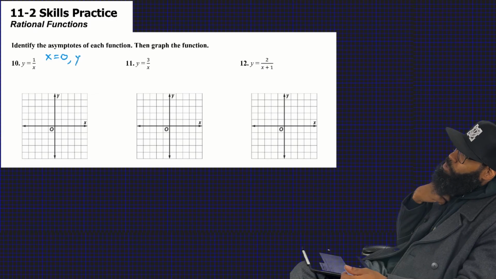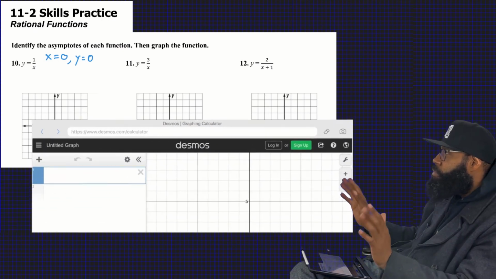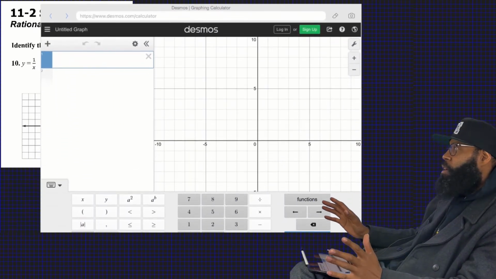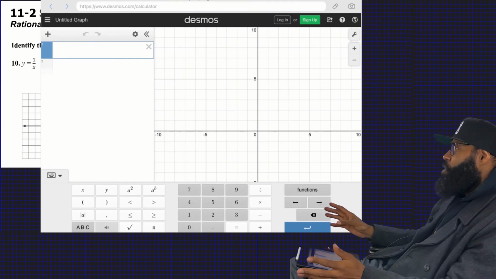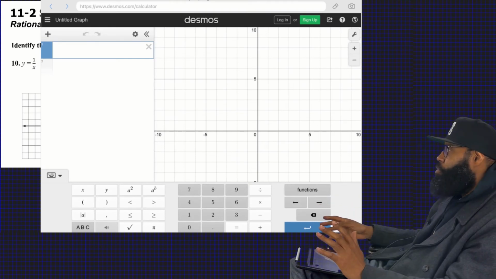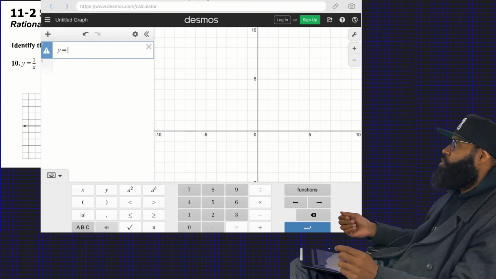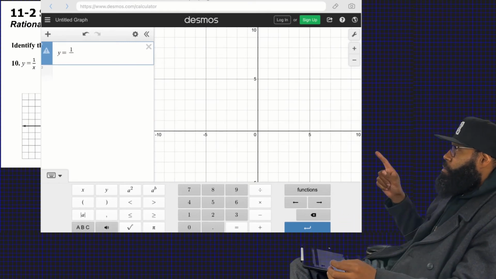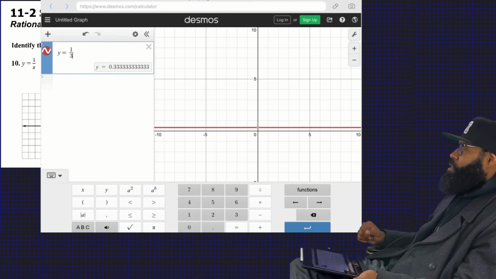All right, so if x was equal to 0, or y was equal to 0, what do we got? Now, I'm pulling in Desmos from the jump. If you haven't used Desmos, you haven't watched my videos, or you haven't had a teacher that likes to use other things to help you learn, Desmos is great, guys. There it is. So we're going to use it to actually get the answer.